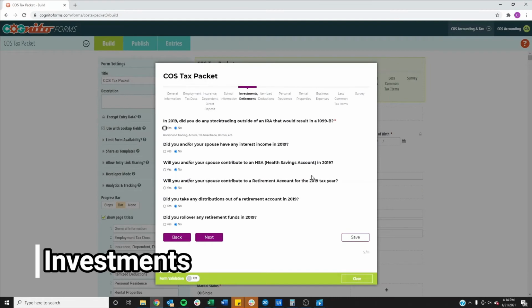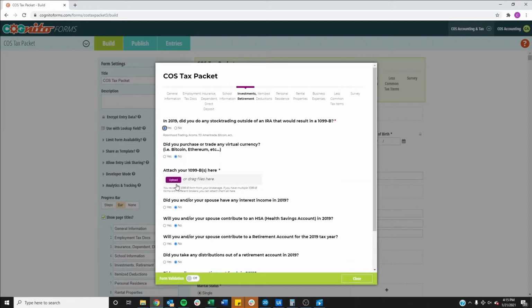This next section of the tax packet is in regards to investments in retirement accounts. The very first question asks if you did any stock trading that would result in a 1099-B, which would be issued by Robinhood, Acorns, TD Ameritrade, whoever your broker was. This is where you'll attach it. And then we'll need to know if you traded any virtual currency.